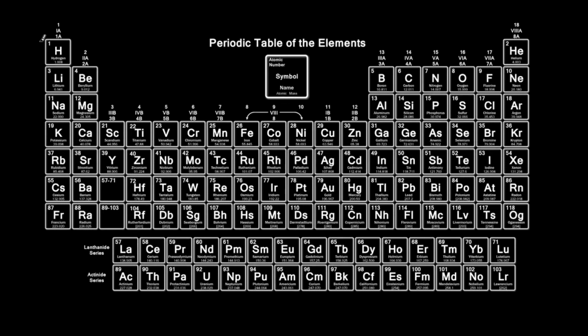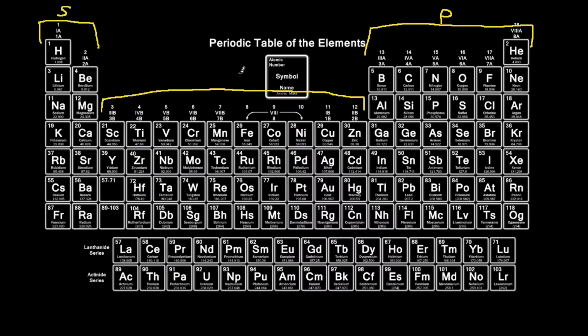So, firstly, you want to label the first two columns as S. Then you want to go over here and label these 6 columns as P. Then all of these in between you are going to label D. And these last 2 rows are going to be F.